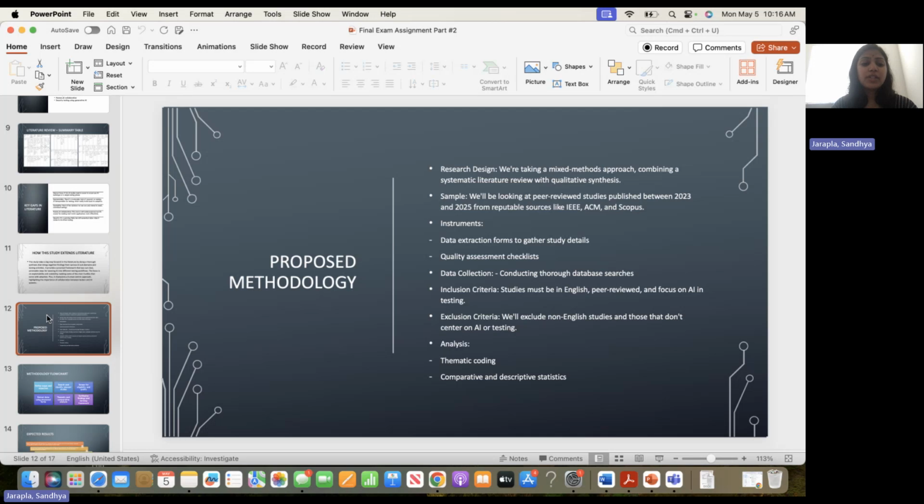So, the proposed methodology. The study uses a mixed methods design: a systematic literature review and thematic analysis of peer-reviewed papers between 2023 and 2025, which are the recent papers I have taken. Only English language and AI in testing focused studies are included. So we extract data, assess quality, and analyze the trends.